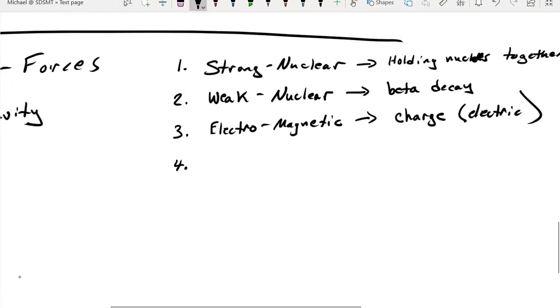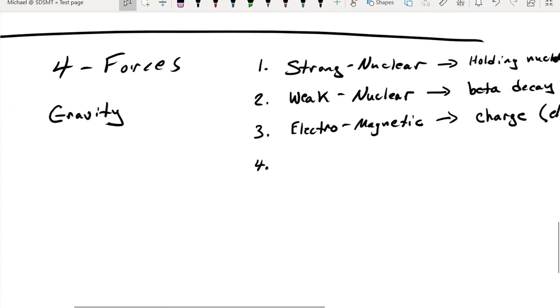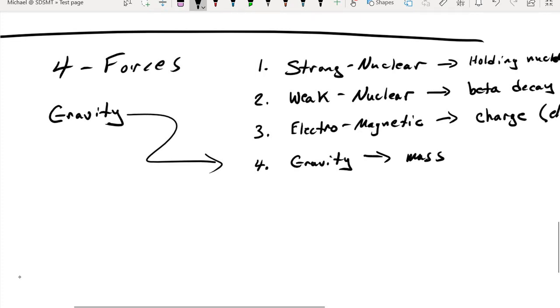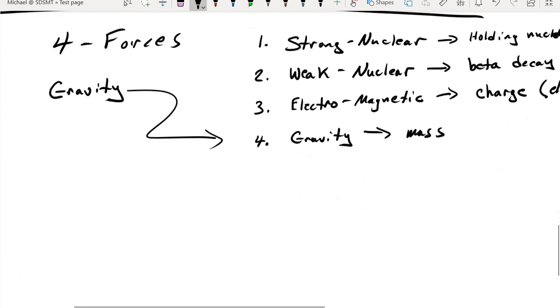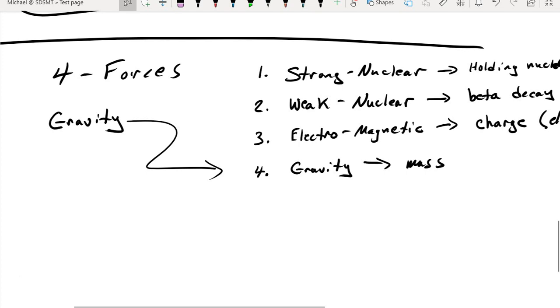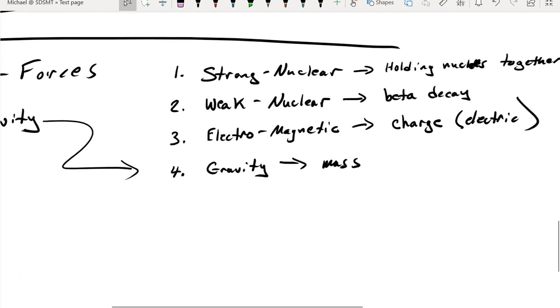I just want to finish off the list here, because the fourth and final and weakest of all of the forces is gravity. And so this relates to the mass of the object itself. We know that if we have two or more masses in a system, those masses will interact based on the force of gravity. But given this list, we've literally gone from strongest to weakest.